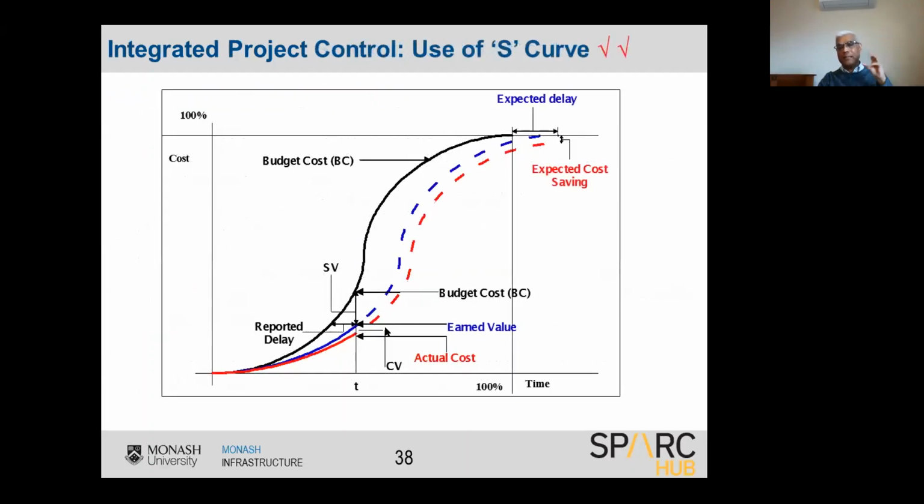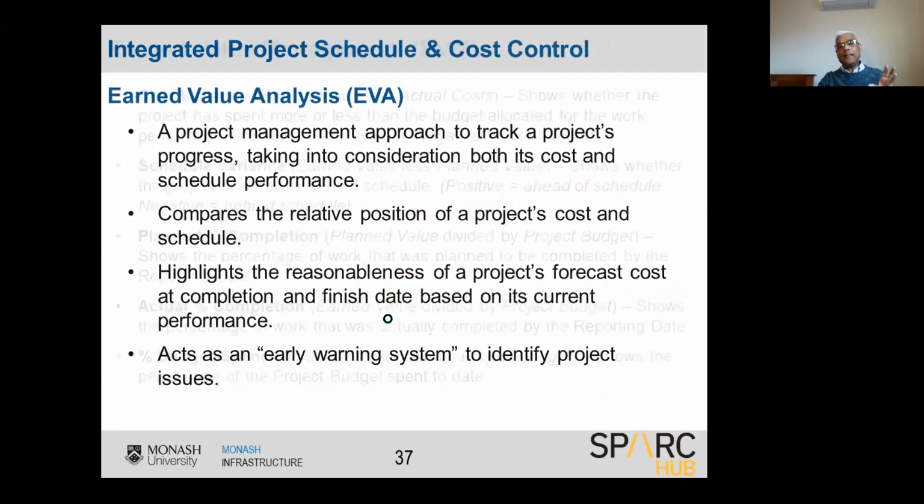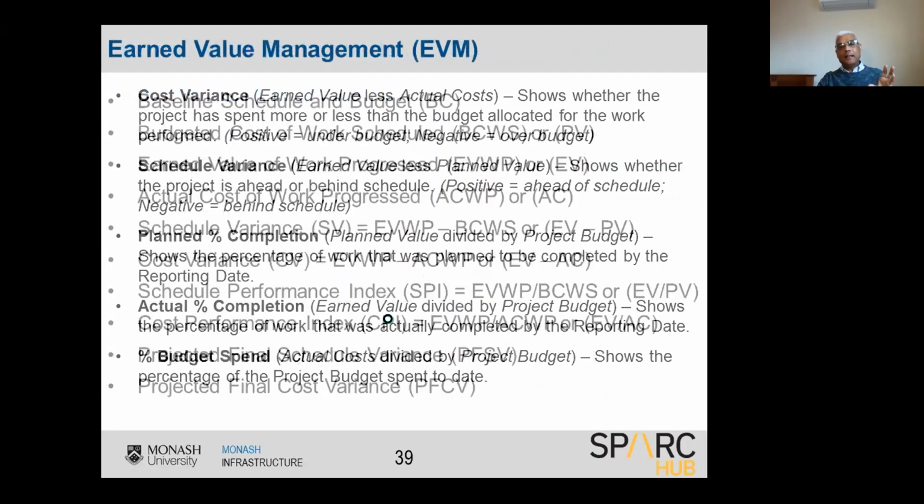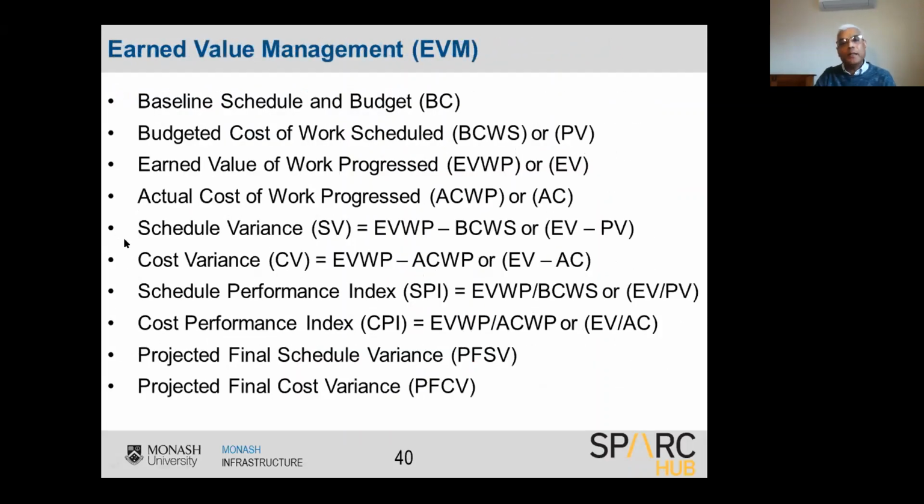If you can look at this graph and grasp this aspect, then that is this set of equations. Schedule variance is the earned value minus planned value. Cost variance is the earned value minus actual cost. And then the schedule performance index is based on the percentage basis. If the value is more than 1, you are ahead of the schedule. If the value is less than 1, you are behind. That's the idea.